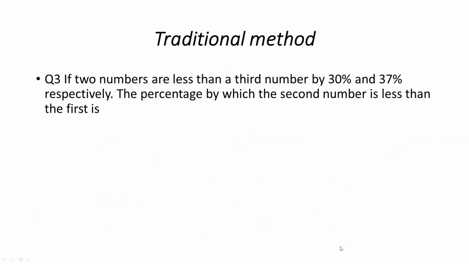Now, number 3, what do you have to do? They have asked: if two numbers are less than a third number by 30% and 37% respectively, then the percentage by which the second number is less than the first is. So you have to assume the numbers. First number, second number, and this is the third number. They have said the first two numbers are less than the third number, so assume the third number is 100.